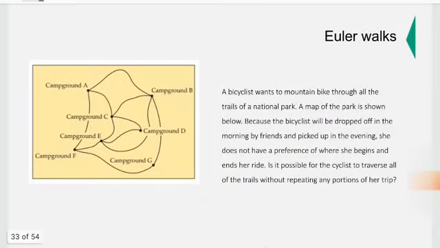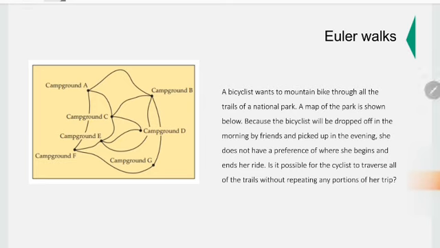Now this one, a bicyclist wants to mountain bike through all the trails of a national park. A map of the park is shown at the left. Because the bicyclist will be dropped off in the morning by friends and picked up in the evening, she doesn't have a preference of where she begins and ends her ride. That should give you a clue that you don't have to end at the same starting point. So Euler walk yung hinahanap mo dito, not Euler circuit. Is it possible for the cyclist to traverse all of the trails without repeating any portions of her trip?